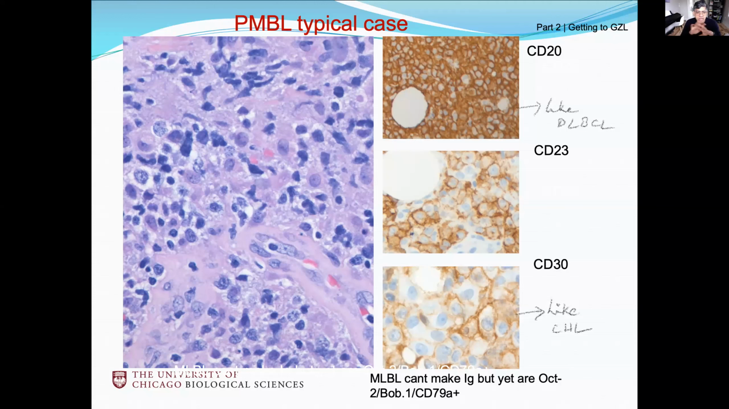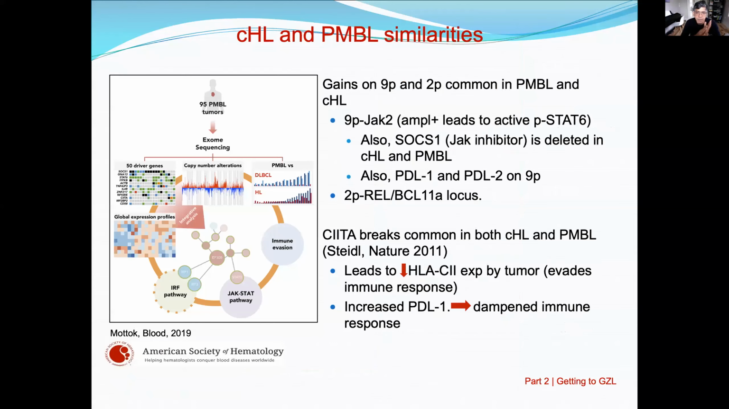So this slide is a busy slide on biology, but suffice it to know that CHL and primary mediastinal large B-cell lymphoma have similarities. I will just point one thing for you. One thing that is relevant in the current day and age is gains on 9p, which is where you have JAK2, and of course there's also PDL1, which is so popular these days, which is also there. And so these two are kind of common for both CHL and PMBL, and therefore there's some similarity at the biologic level between these two entities.